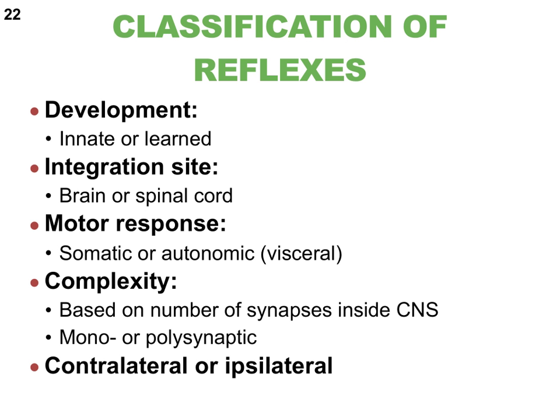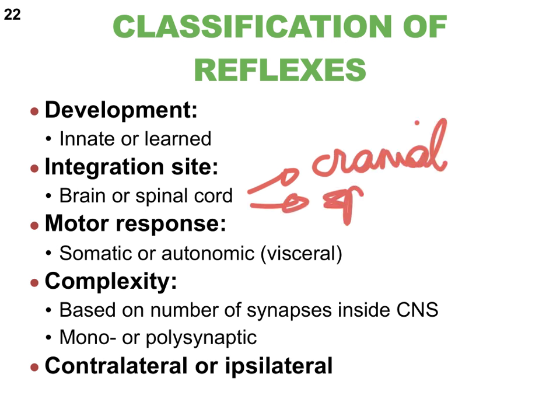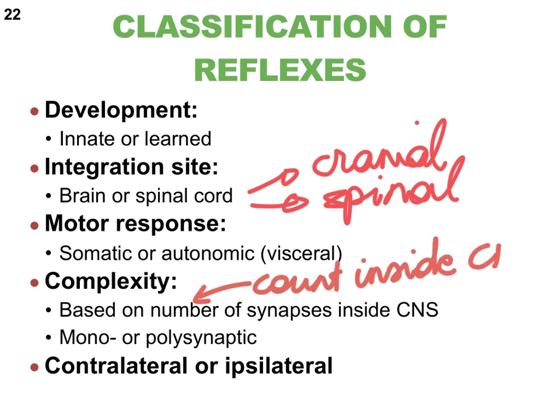Now, reflexes may have their synapses occurring inside of the brain or in the spinal cord. So we talk about cranial versus spinal reflexes. They might be reflexes that involve your skeletal muscles, in which case they are called somatic, or they might involve your smooth or cardiac muscle tissue, in which case we call them autonomic, sometimes visceral reflexes. We may see as little as one synapse or many. If there's just one synapse found in the central nervous system, we call it a monosynaptic reflex, and otherwise we call it a polysynaptic reflex. So the number of synapses that you count is the synapses inside the central nervous system, not outside. And you'll see why this is important when we get to the autonomic nervous system.